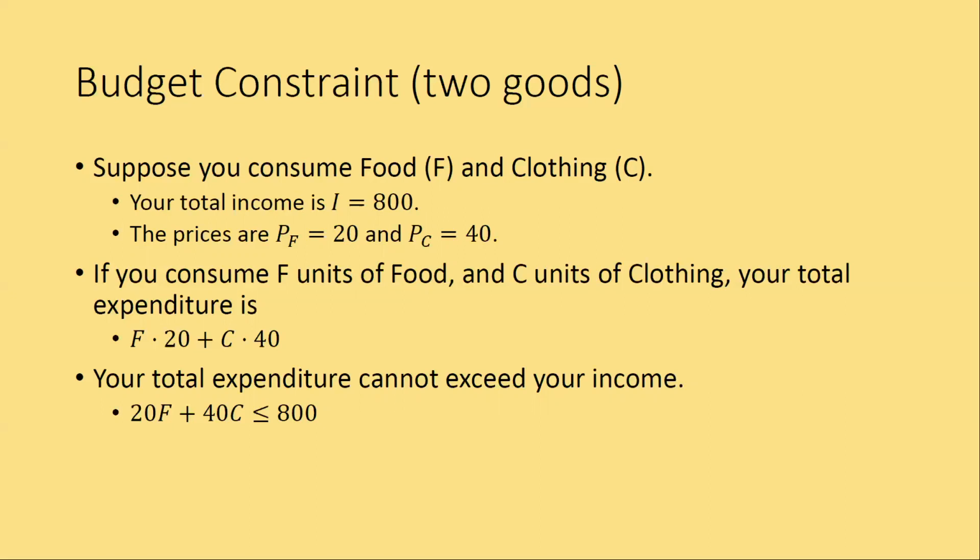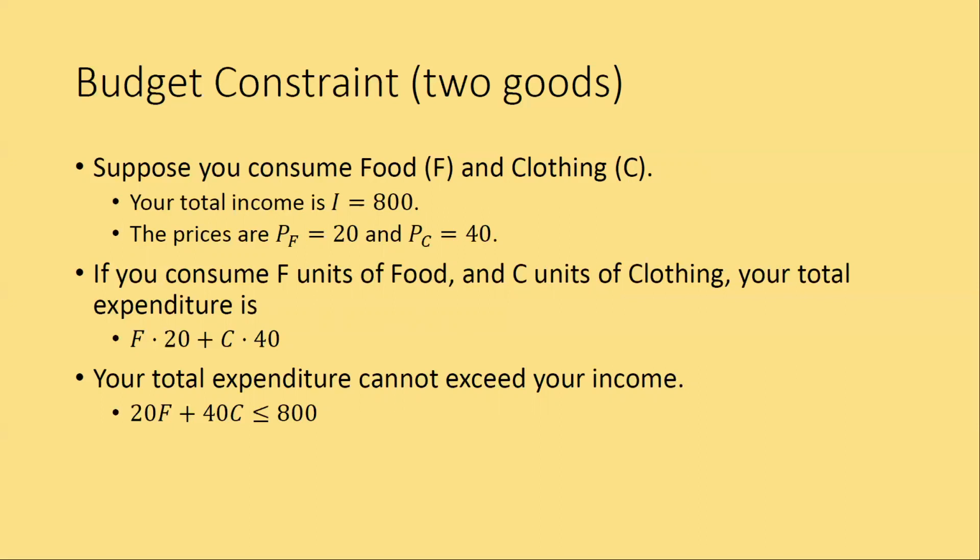20 times F, so $20 for each unit of food times F units of food that you consume. So F times 20 is the total expenditure you spend on food. Similarly, $40 per unit of clothing, and you are consuming C units of clothing. So C times 40 is the total expenditure you spend on clothing.